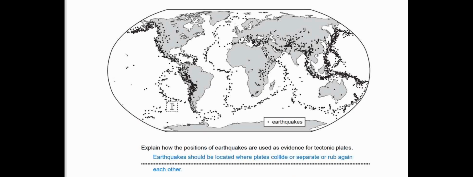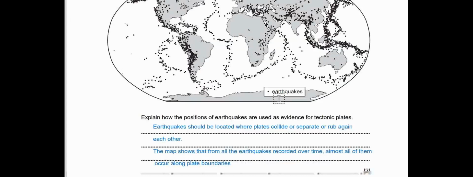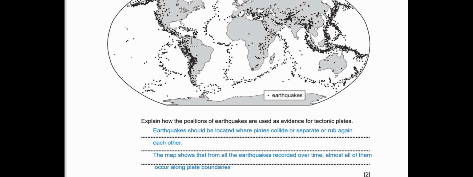The first point, we can say earthquakes should be located where plates collide or rub or separate against each other. Next, the map shows that from all the earthquakes recorded over time, almost all of them occur along plate boundaries. This is the plate boundary.